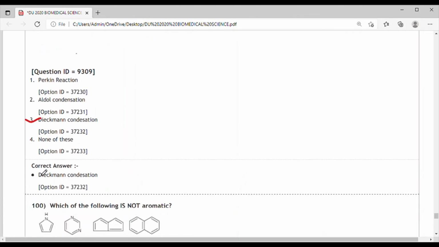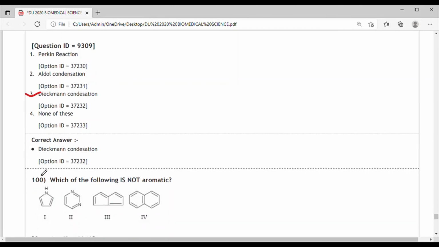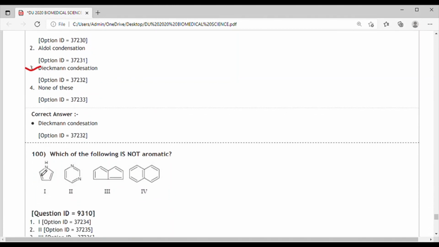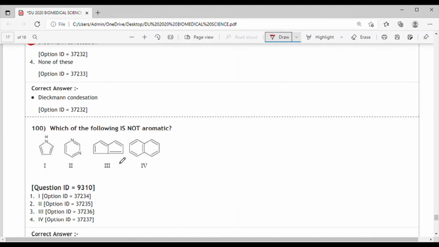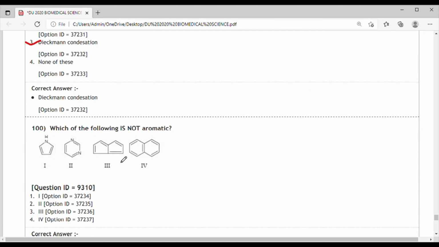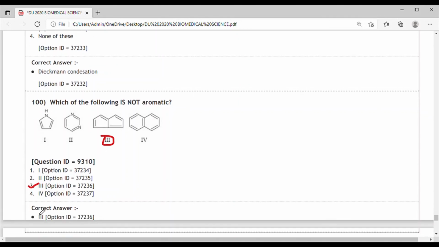Next question, which of the following is not an aromatic? Option 1, 2, 3 and 4. For aromaticity there is a need for conjugated single and double bonds, but in option 3 we can see there is no single and double bond here. This is not fulfilling the aromaticity criteria. So the correct answer for this is option 3.